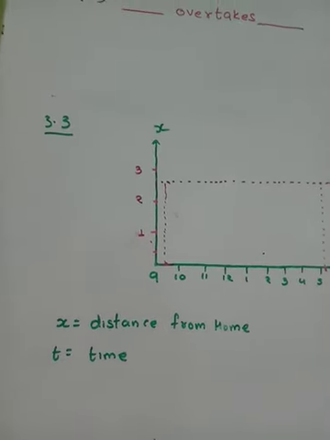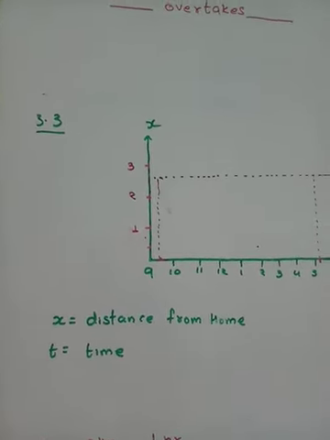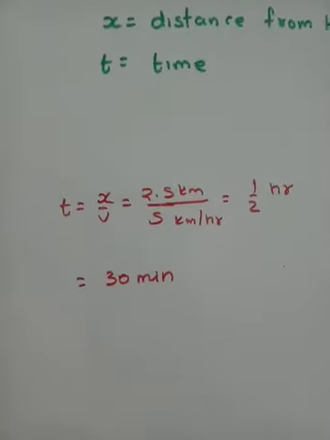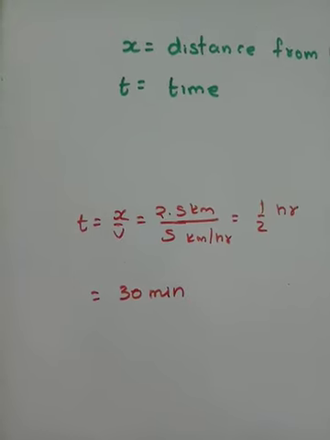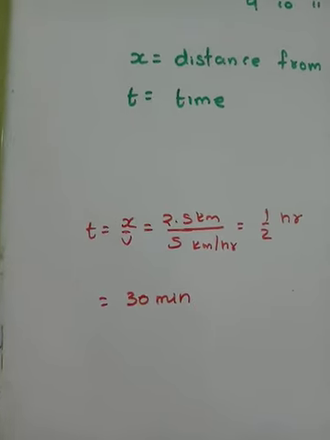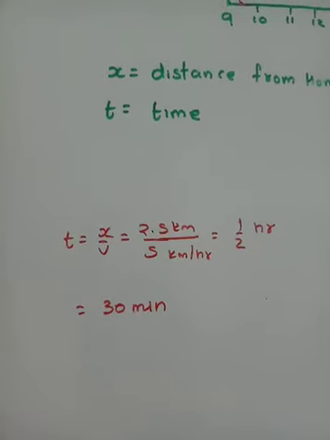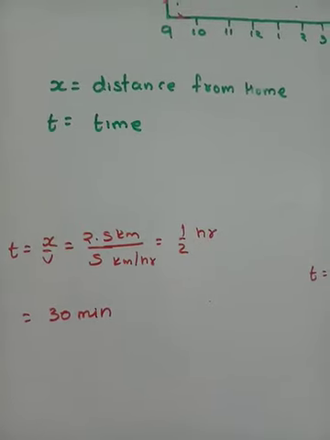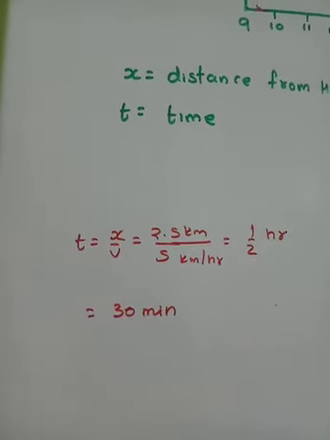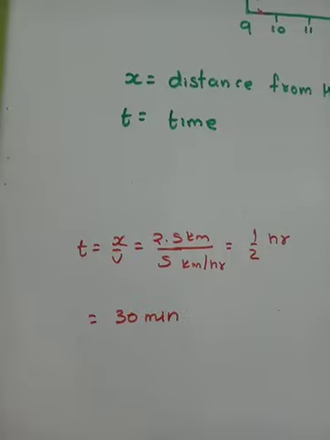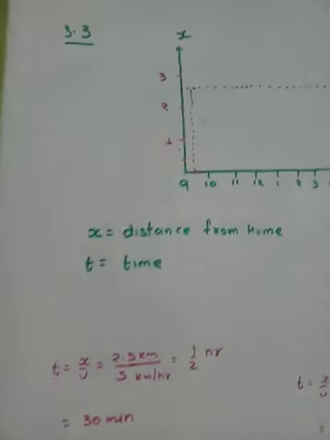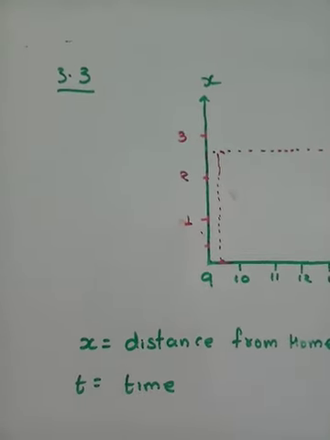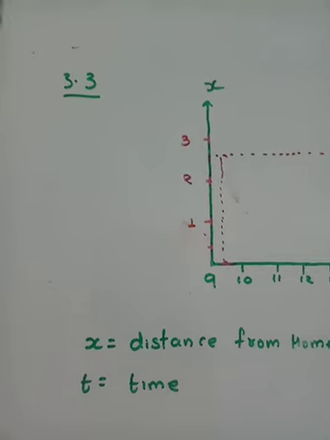Now, the first thing we need to calculate is the time taken by the woman to go from home to the office. This is how we calculate the time. Time equals distance upon speed. Distance is 2.5 kilometer. Its speed is 5 kilometer per hour. That gives you half hour as the time taken, which equals 30 minutes. Okay. Now, the first thing we have to do is to plot this 30 minutes on the graph.